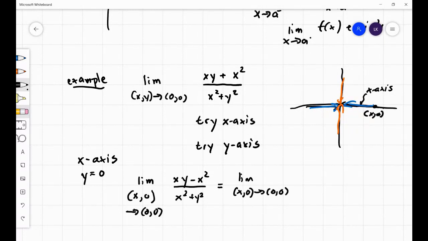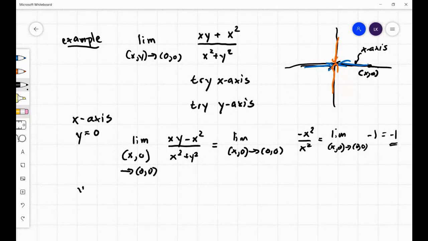So if y is 0, we get minus x squared over x squared, which reduces to a constant. Remember, x is not 0 because we're approaching 0, we're not at 0. And we all know the limit of a constant is that constant. So along the x-axis, the limit is -1.